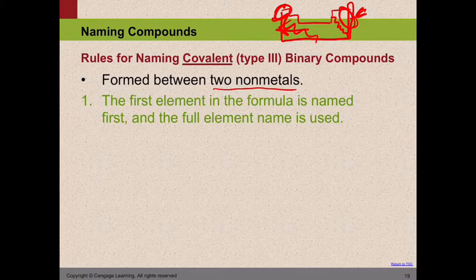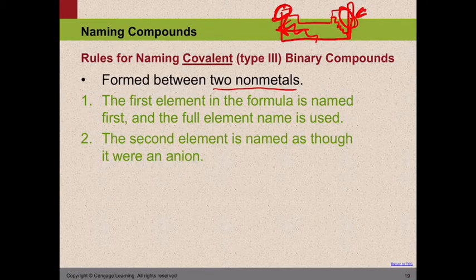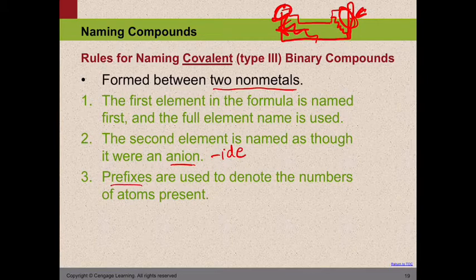Always name the first element as if it is an element. The second element is named as if it was an anion, which means put an "ide" at the end of it. And the part that makes ionic and covalent really different is that we use prefixes to give us the number of atoms present. For example, if I had CO2, that would be carbon dioxide. We have to use a prefix here.